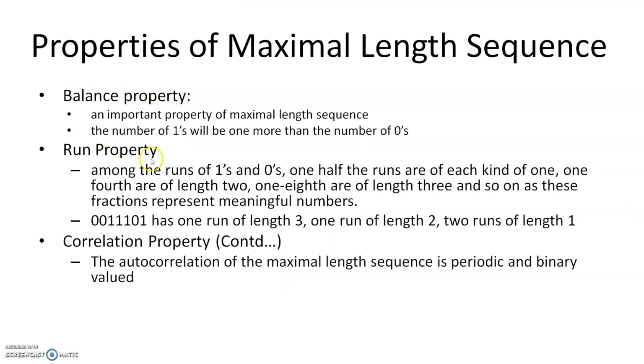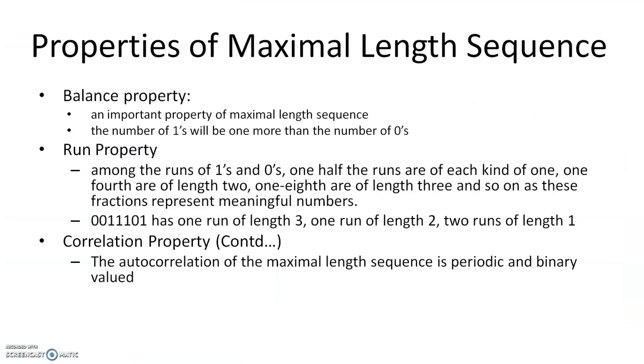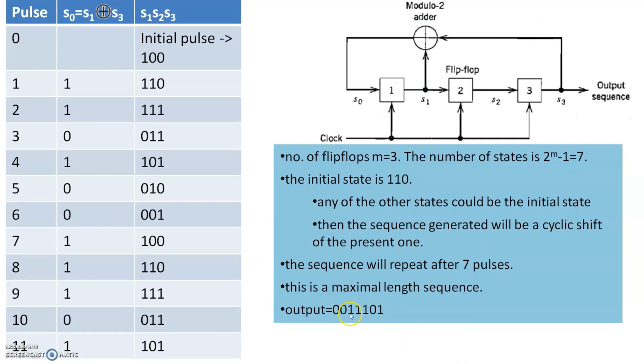The second property is called the run property. So what is a run? Consecutive ones or consecutive zeros are called runs. Here we can see two consecutive zeros, which is a run of zeros, and 111, which is a run of ones. A single 0 is also a run, but of one digit, and a single 1 is also a run of one digit.